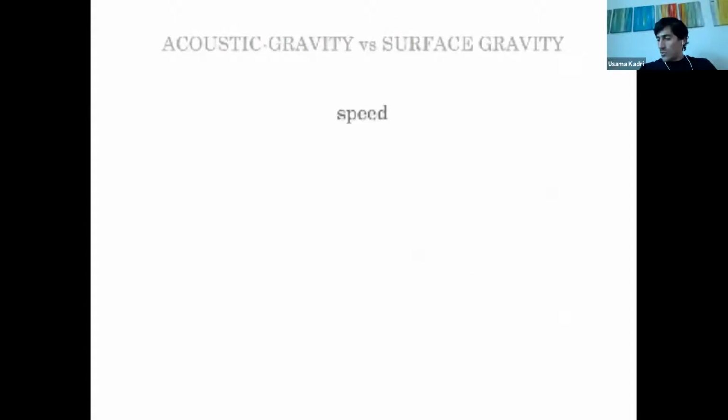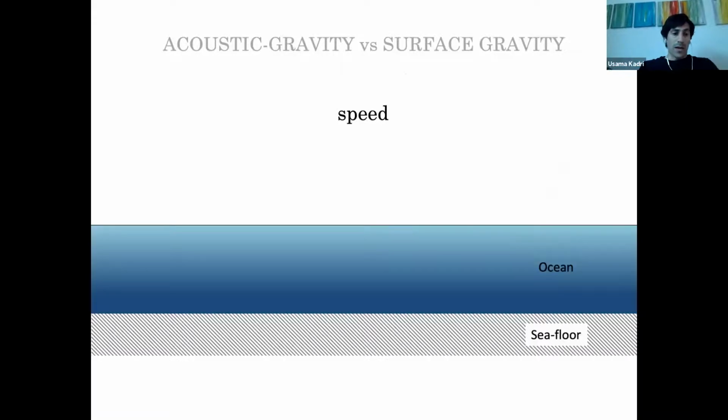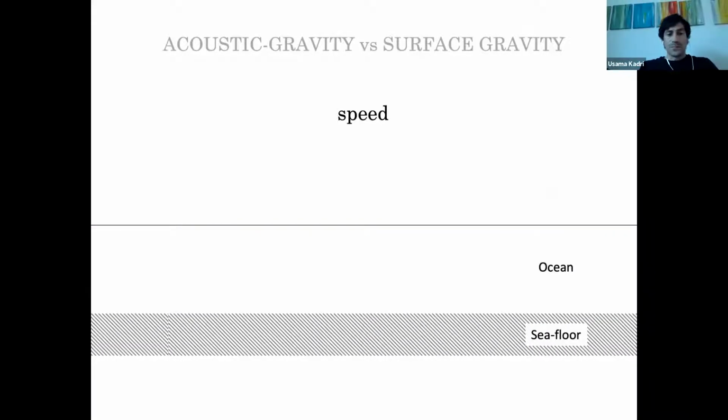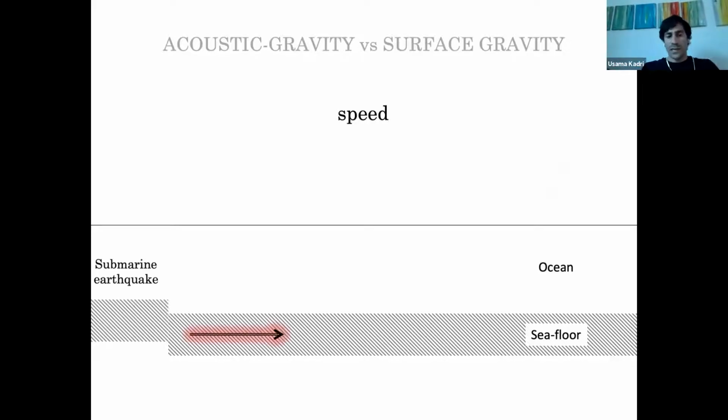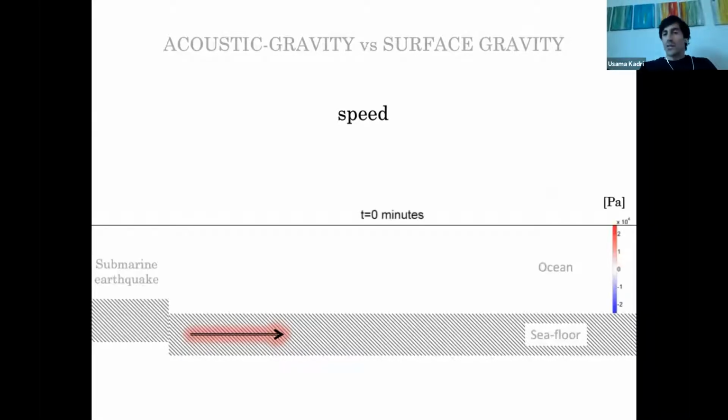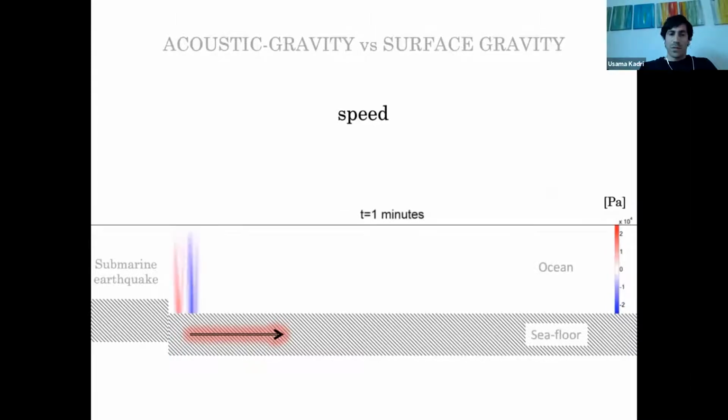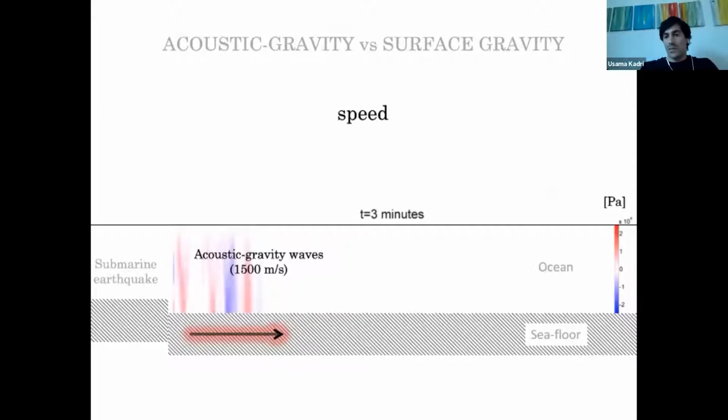And the last thing that I want to show to compare between the two types of waves, surface gravity waves and acoustic gravity waves, is the speed. If you have a submarine earthquake, for example, well, you can have elastic waves in the seafloor, but you would generate acoustic gravity waves, okay, along with the tsunami. But the acoustic gravity waves travel at the sound speed in water, which is 1,500 meters per second, which is much faster than the tsunami.